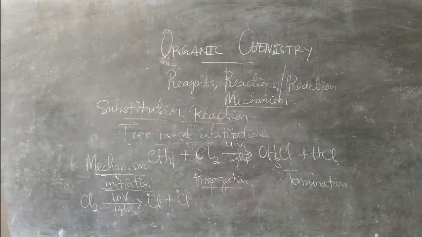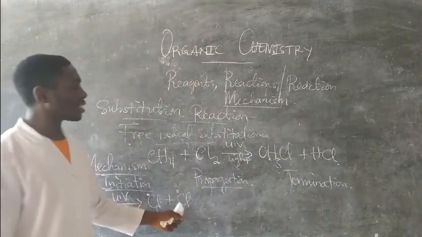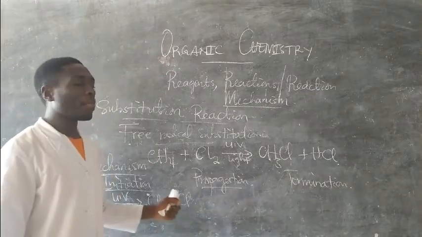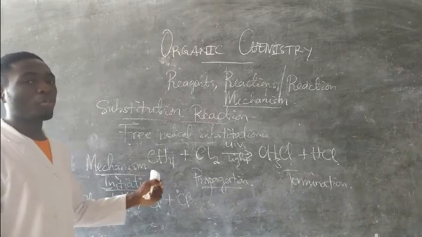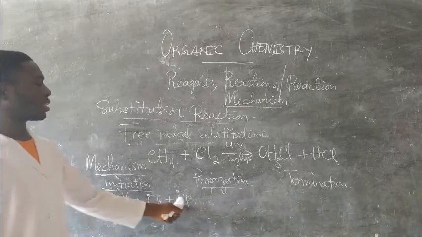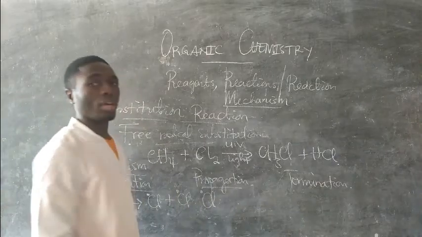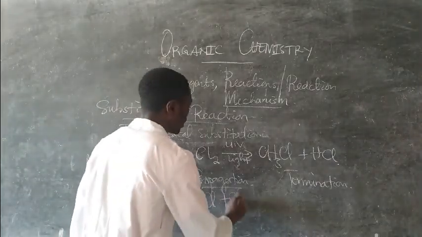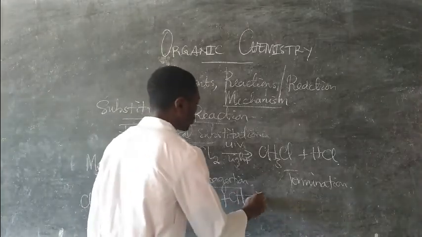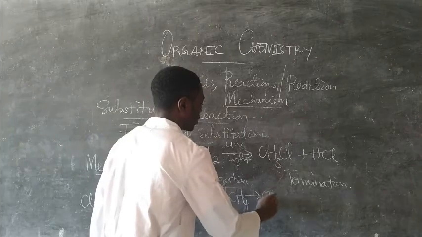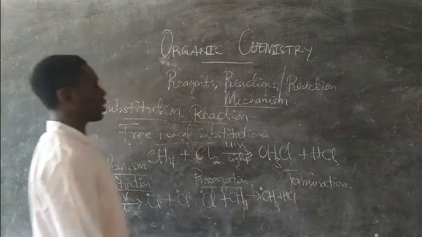Now during propagation, radicals are being consumed and radicals are being produced. These radicals are very highly reactive species. Remember, free radicals are produced by homolytic fission, and a radical is a species with an unpaired electron. So each of these chlorine radicals has an unpaired electron, and they are highly reactive. This chlorine radical will react with the CH4 molecule, that is a methane molecule, to produce a CH3 radical plus HCl.